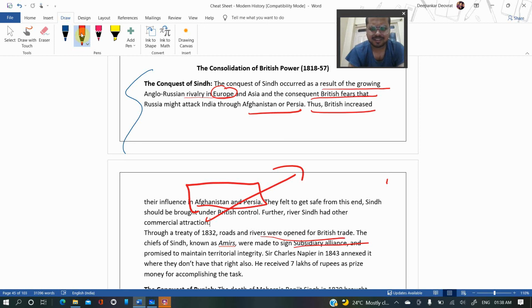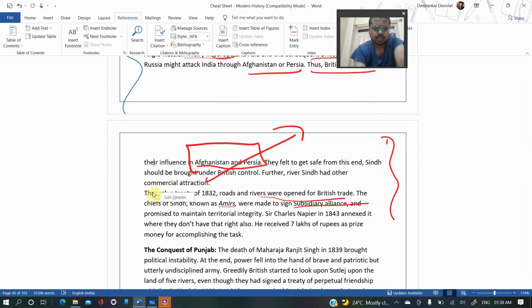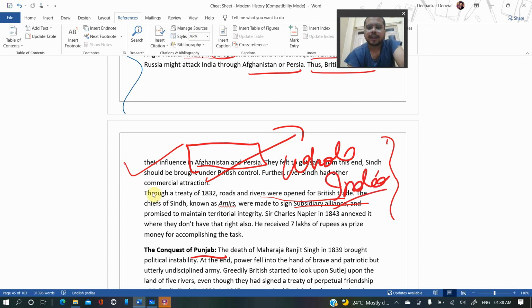But I have discussed very little here because this was only mentioned in chapter 3 as an introduction kind of thing. We'll see more deeply in the coming sessions. So the next part: now that the Sindh has been captured by the British, we'll see the Punjab part, and Punjab will be the last state of India to be captured. After conquering Punjab, the British will have control over the whole of India.